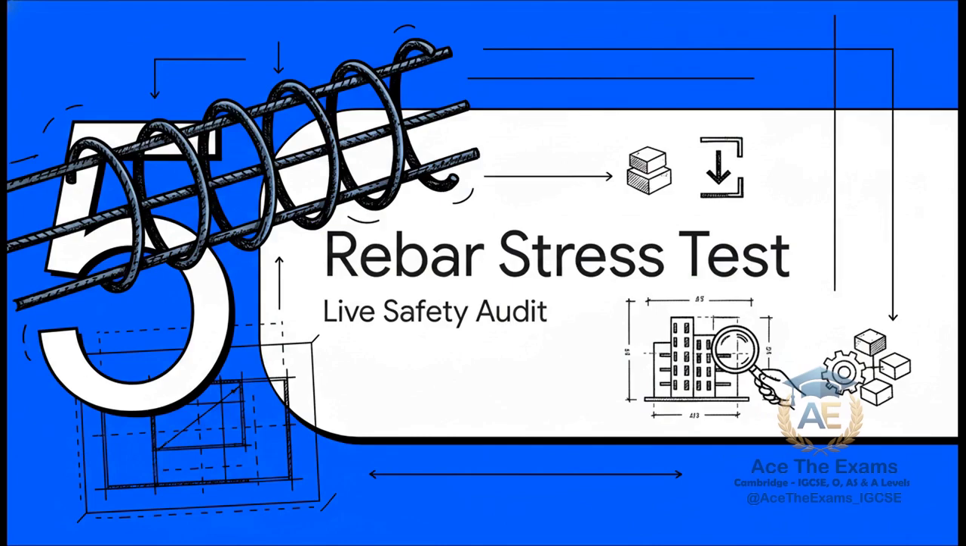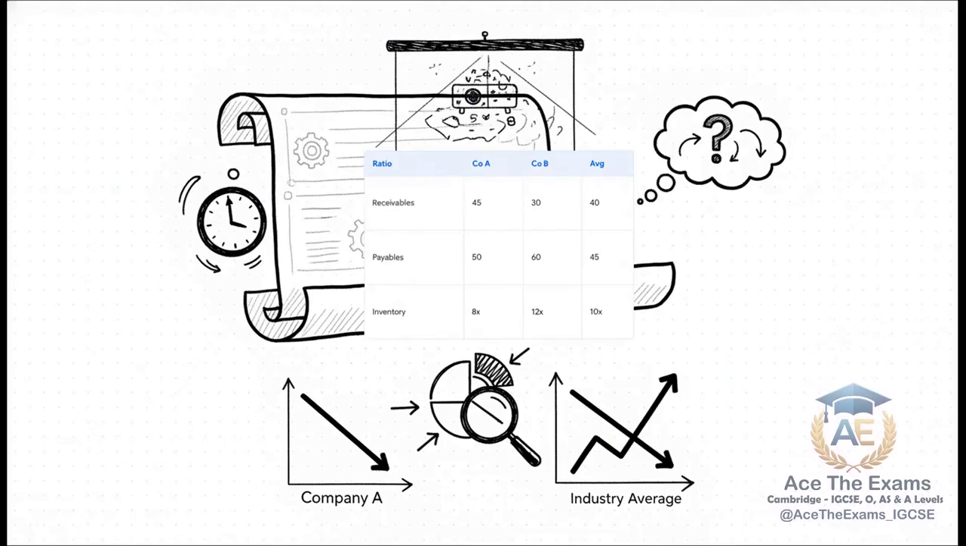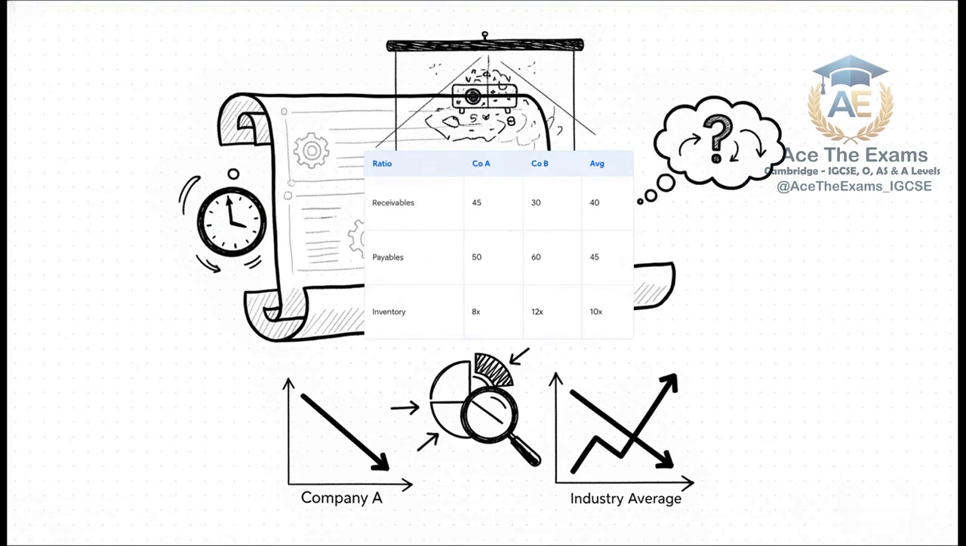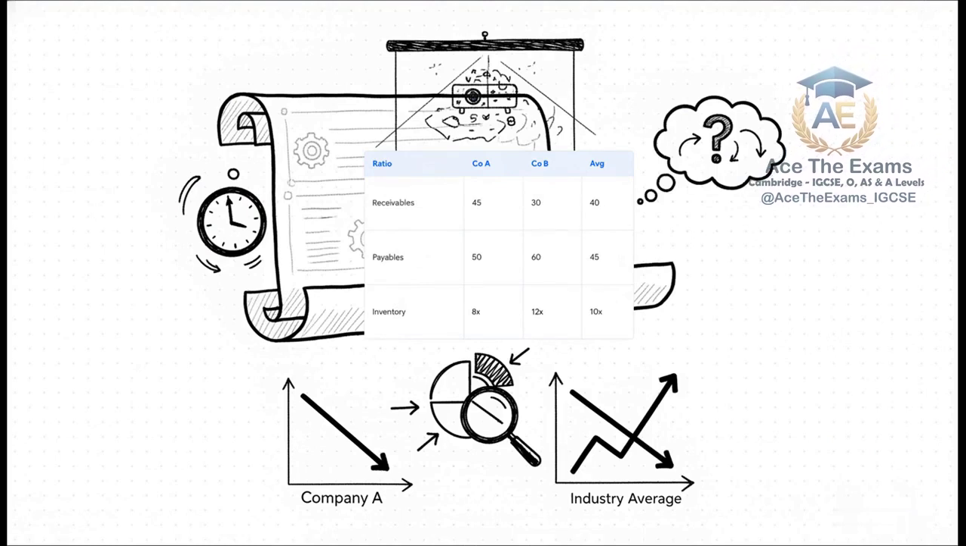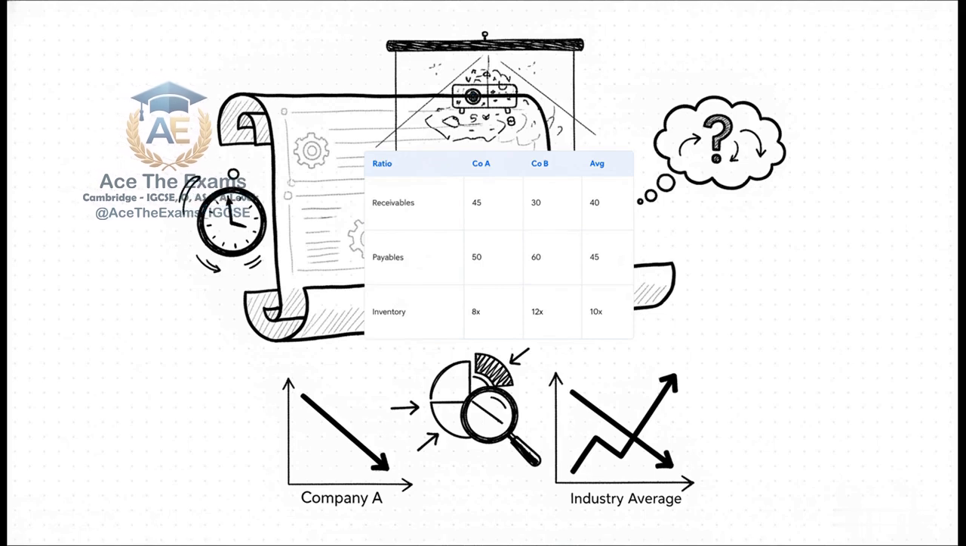It's time for a live safety audit. I am turning the drafting screen over to you. Let's look carefully at this complex data matrix. We have 3 key efficiency ratios. We have Company A, which represents the current state of operations. We have Company B, which is a potential takeover target, and, importantly, we have the industry average to serve as a benchmark. Look closely at trade receivables.